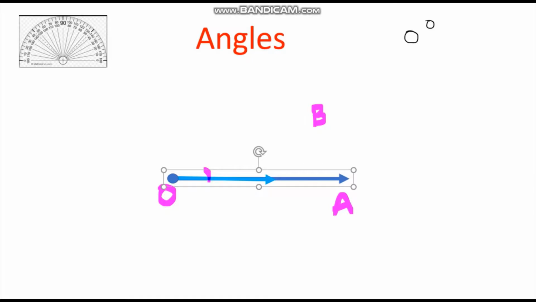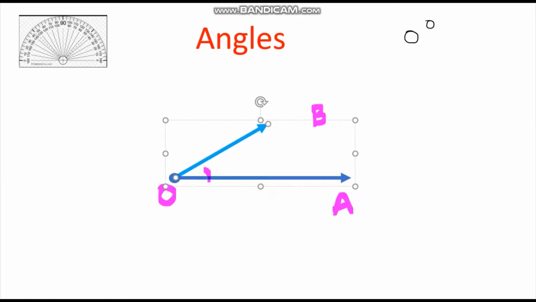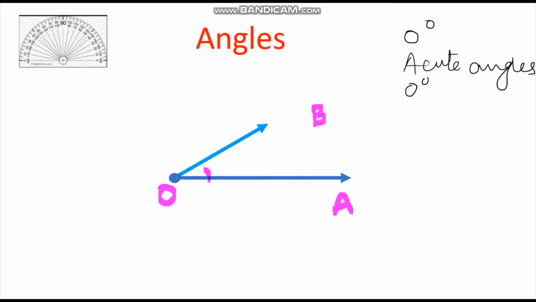Then suppose we take this OB and then we start moving it. If we start moving it like this, it will first give you acute angle. And what are acute angles? Acute angles lie between 0 degree to 90 degree.